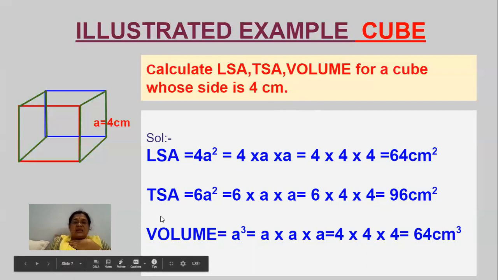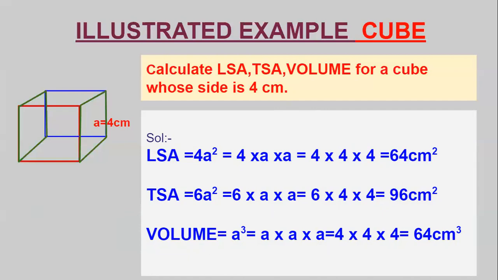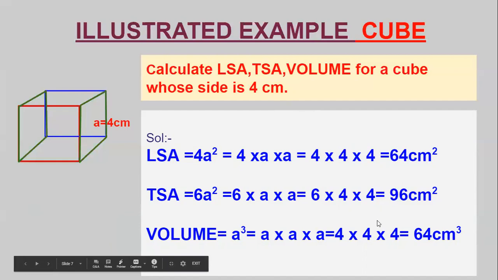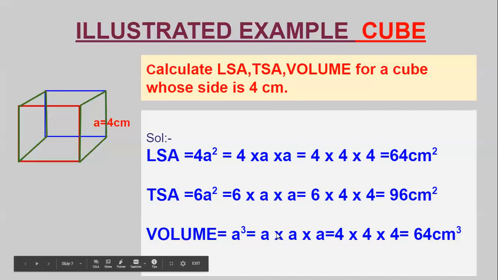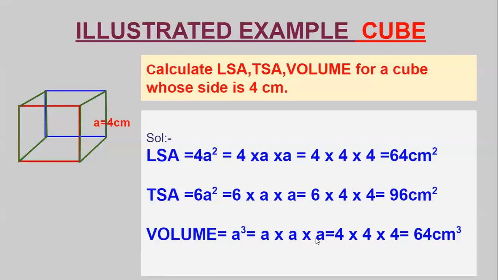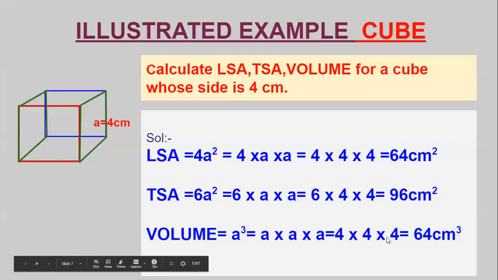Next one, the TSA. What is the formula for TSA? The TSA is 6a square, and here the a value is 4. I have substituted. Therefore, we get the answer as 96 square centimeters, and the volume is a cube. A cube means a into a into a, 3 times a. Therefore, 4 into 4 into 4, you will get 64 cubic centimeters.